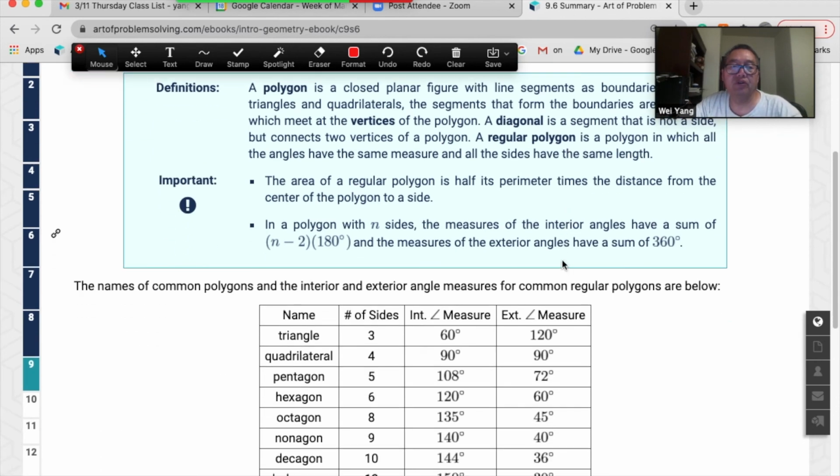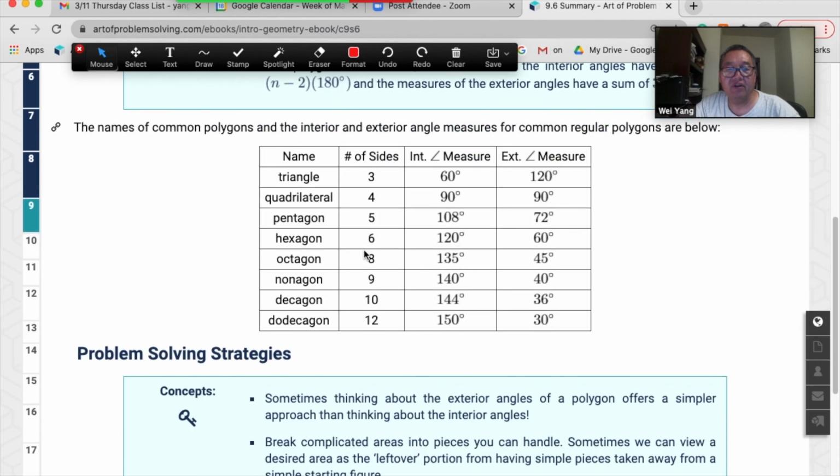Then we learn to calculate the sum of interior angles of a polygon. That equals (n minus 2) times 180 degrees, where n is the number of sides. Here we listed the triangle, 3 sides. Each angle, if it's a regular triangle, that means an equilateral triangle, equals 60 degrees. When you extend that interior angle, the exterior angle will be 120 degrees. Then you have 3 exterior angles that give you 360 degrees.